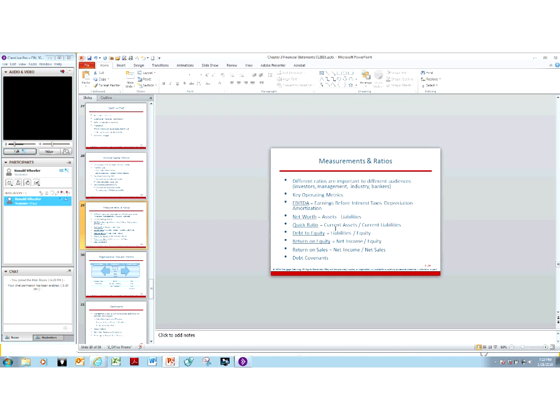Other measurements and ratios that you want to be familiar with: your net worth is your assets minus your liabilities, thus your equity section. Quick ratio is your current assets divided by your current liabilities. Again, like working capital, that measures basically the health of the business over the next 12 months. Your debt to equity is your liabilities divided by equity. So, is the company being funded by equity? Is it being funded by debt?